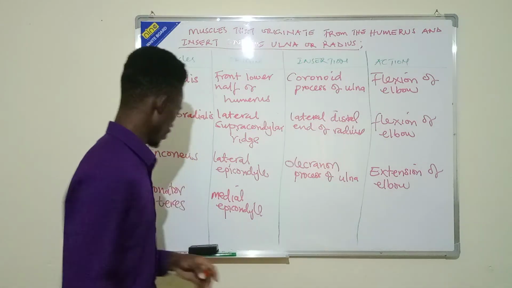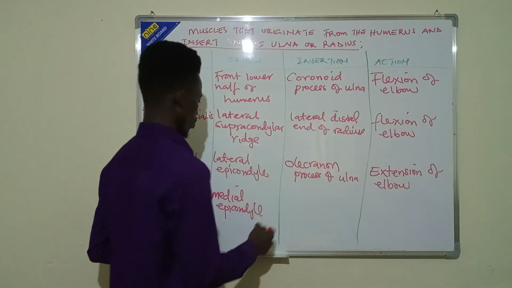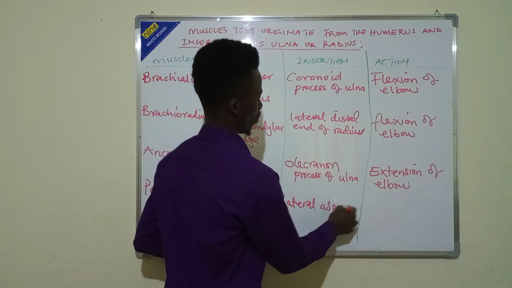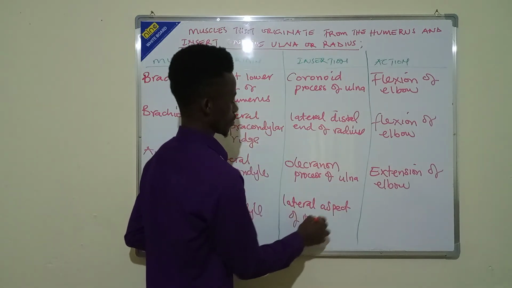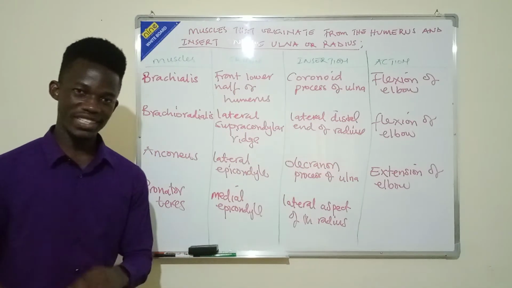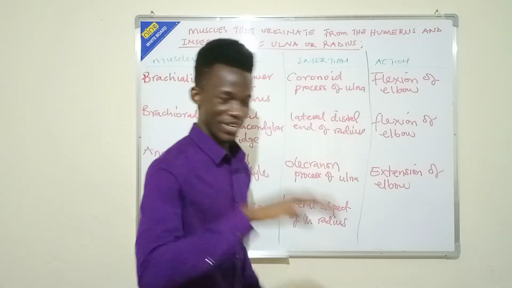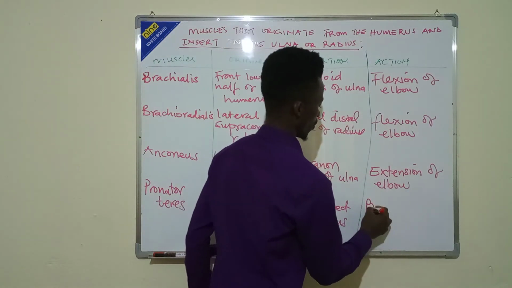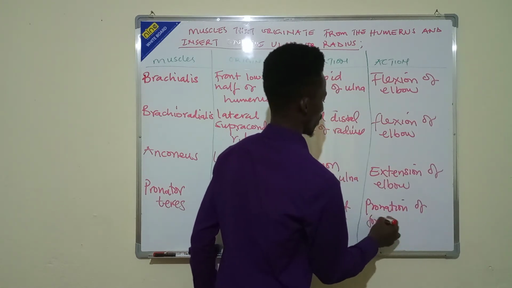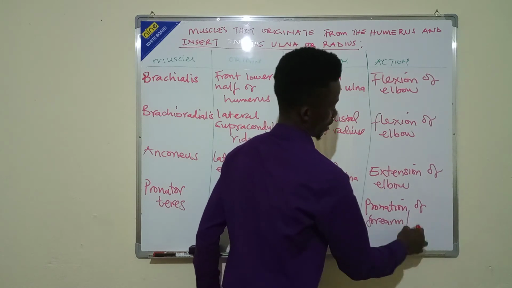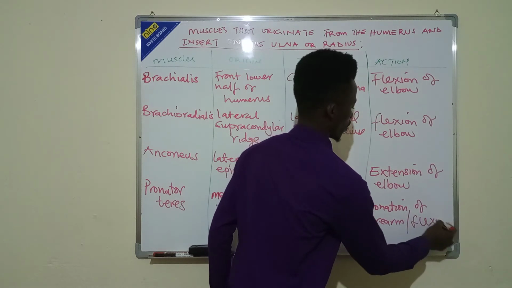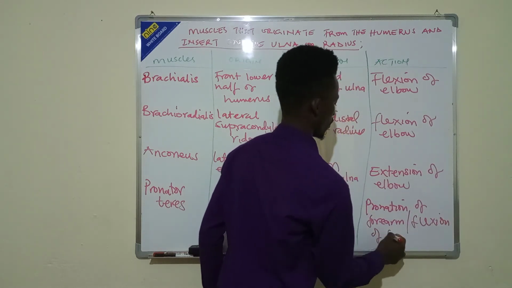Then where does it insert to? The pronator teres inserts onto the lateral aspect of the radius. And simply like the word pronator, it's responsible for pronation of the forearm. And then sometimes it can help in flexion of the forearm.